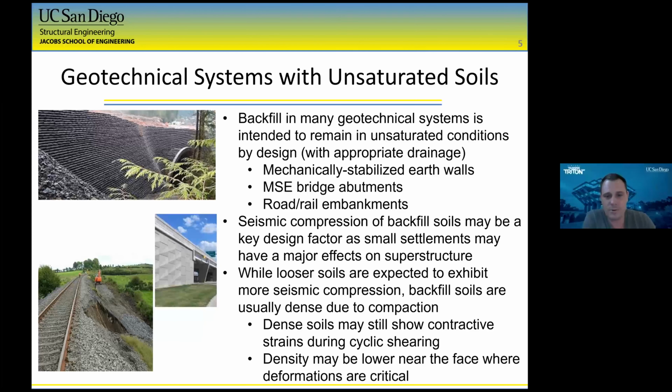While looser soils are probably going to be the more important material that will show more seismic compression, dense backfill soils that are compacted still do show some contractive strains during cyclic shearing. And usually when you get closer to the face of a retaining wall, the density could be lower, and that's where deformations are critical to understand.